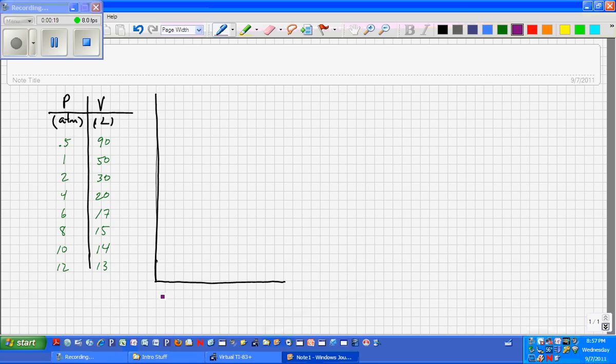Again, we'll start at 0, and for the x, we're going from 0 to 12. So I got 1, 2, 3, 4, 5, 6, 7, 8, 9, 10, 11, 12. Yeah, that'll work. So I'll go 2, 4, 6. I'm just skipping some numbers to make it not so crowded, easier to see. And this is my pressure data, and that's in atmospheres. And then here I've got volume, and that is going to be in liters.